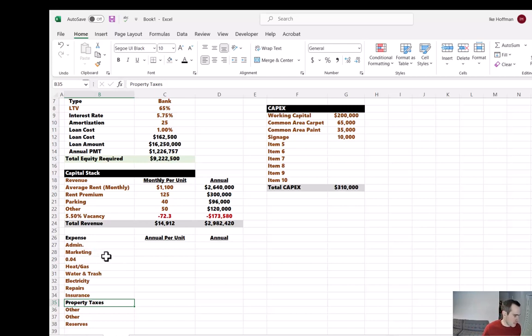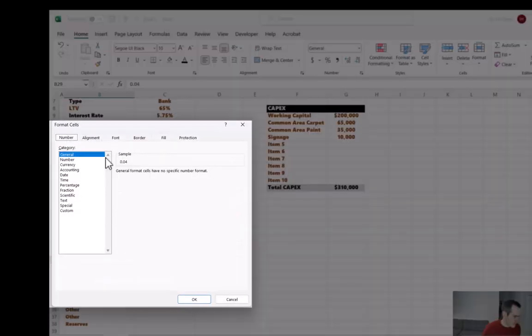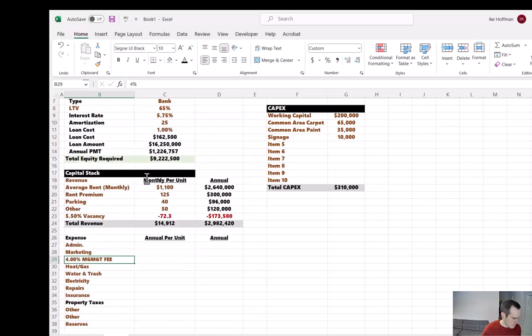And then for management fee, I'm basically going to do the same formatting trick as we did with vacancy, where we'll do a custom format. It's going to be 0.00% and management fee. And then we can begin making our assumptions.